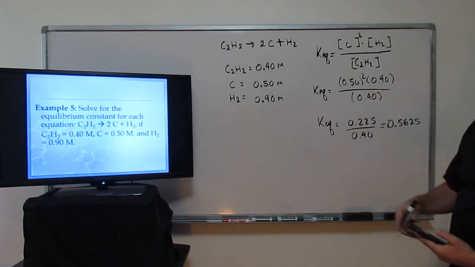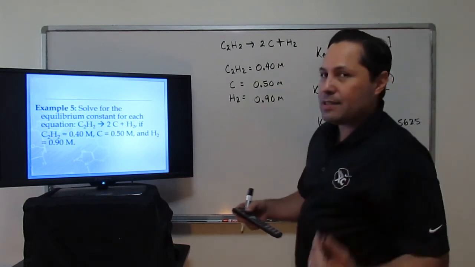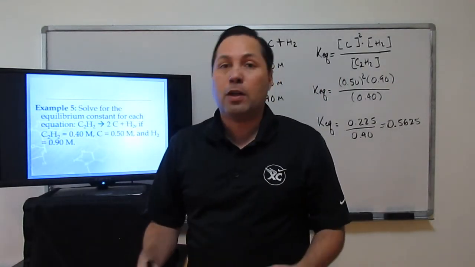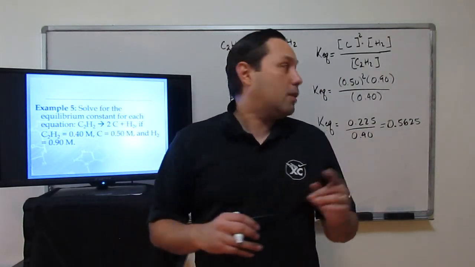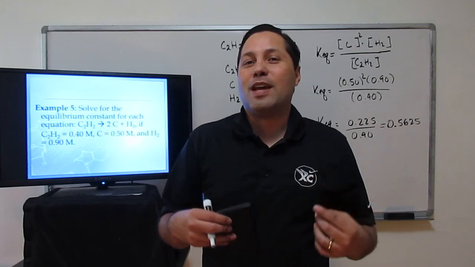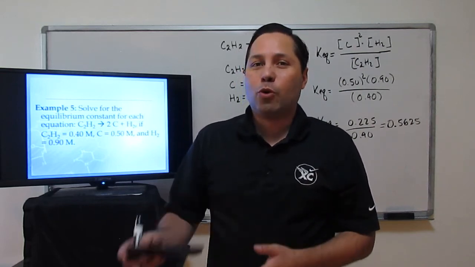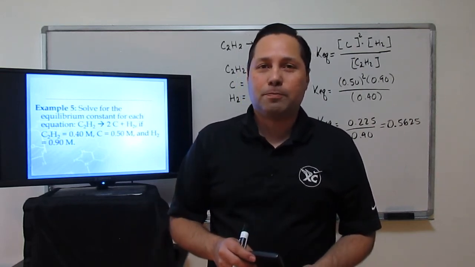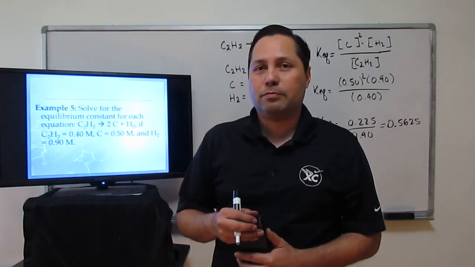It means that this value is less than 1, so it is reactant favored. If it is greater than 1, it is product favored. Less than 1 means that there's more reactant than there is product. That takes care of example 5.